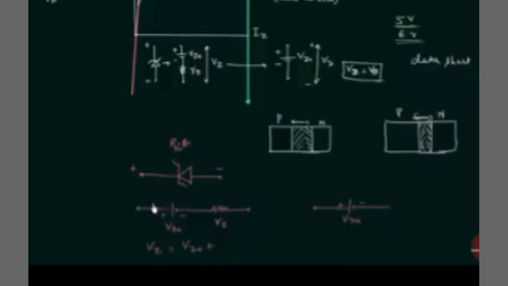In this symbol I will also represent the current Iz. This is the correct direction of current because of reverse bias, and in this case we neglect Rz, so Vz is simply equal to Vz naught. In numerical problems we are going to use this model. This model is mostly used, where we neglect Rz and use Vz naught.